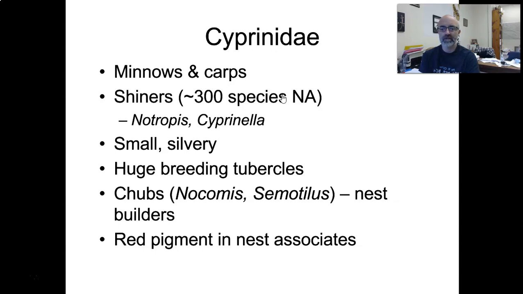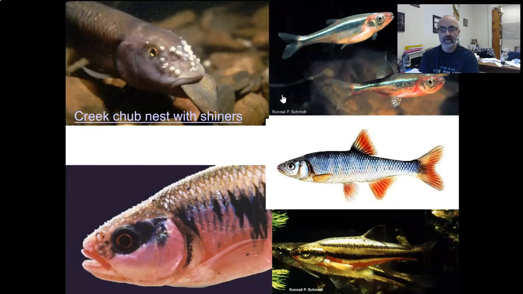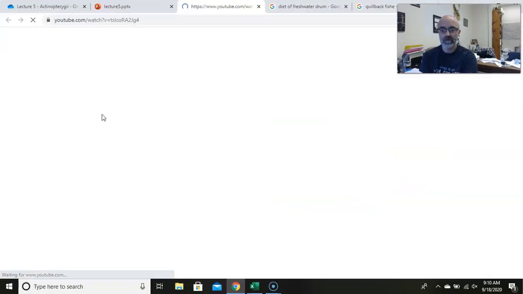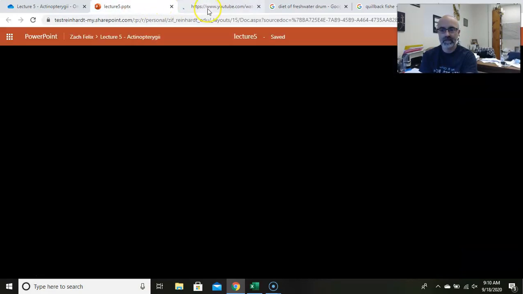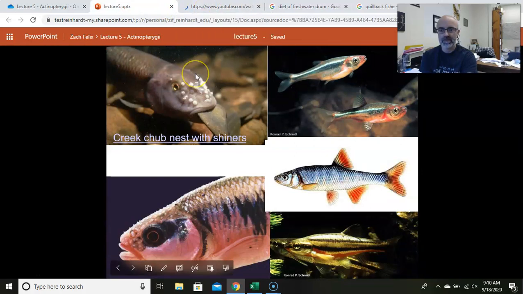We've got the tuberculate Semotilus, the creek chubs. These are very bizarre. They build these giant nests, and other species come and lay their eggs down inside of the rock nest too. Let's see if this will work. I'll let that spin. So you see here is one of those stone rollers that actually do carry the rocks.